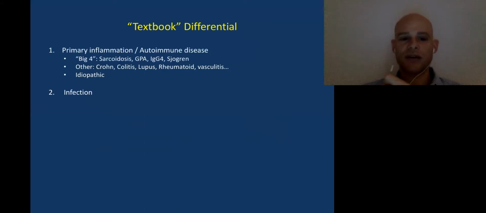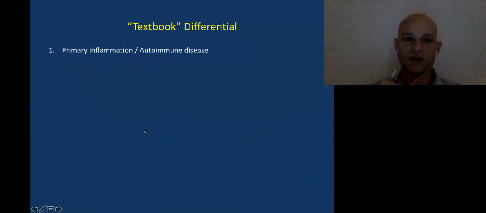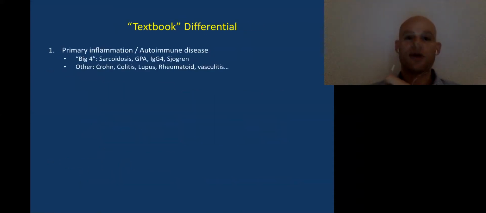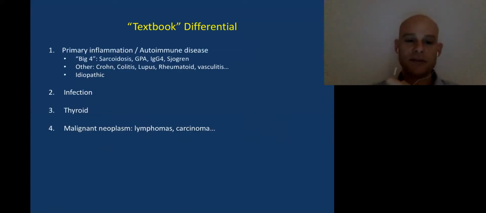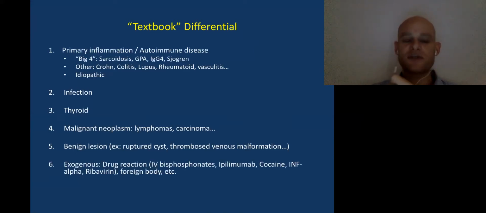There's also infection. So when somebody comes in looking like, I'll go back, looking like, do you see my cursor? Yes. Looking like this patient, you say to yourself, is it any of the large primary autoimmune disease category? Does he have an infection? Is it thyroid? Is it a malignant neoplasm like lymphomas or any of the host of carcinomas that we encounter? Is it a benign lesion like a ruptured cyst or a thrombosed venous malformation? And then there's, of course, the category of exogenous. There's drug reactions, foreign bodies after a trauma, etc.